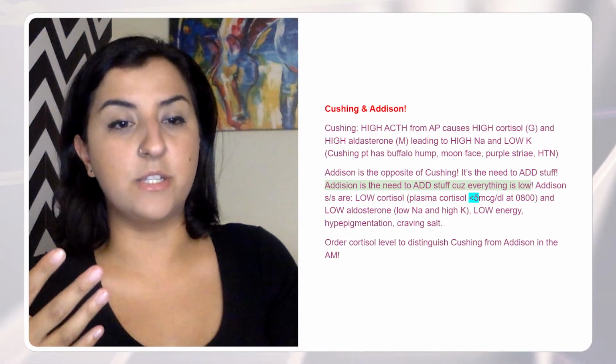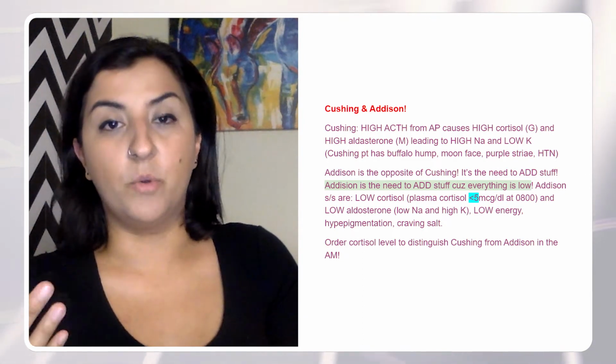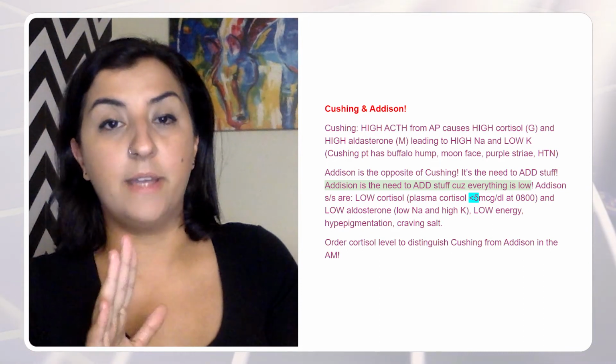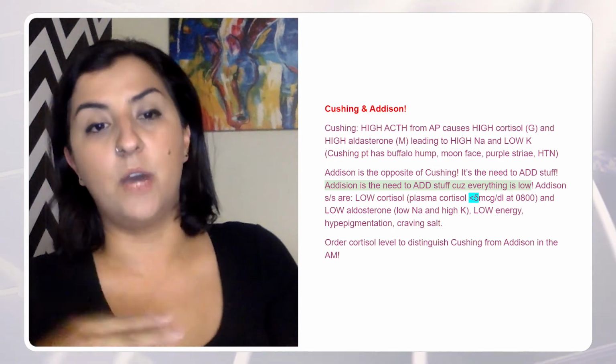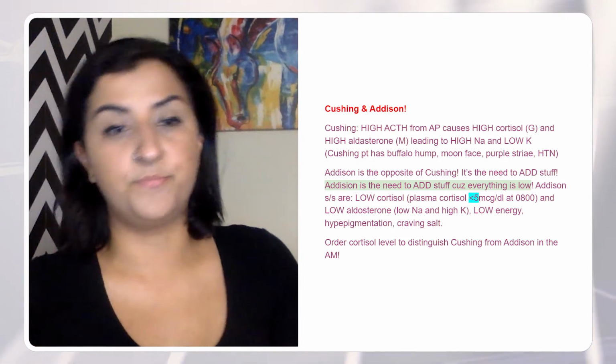And now it says order cortisol level to distinguish Cushing from Addison in the morning. So you need to order for your patient a cortisol level at 8 a.m. in the morning. That's how you know if it's Cushing or Addison disease.